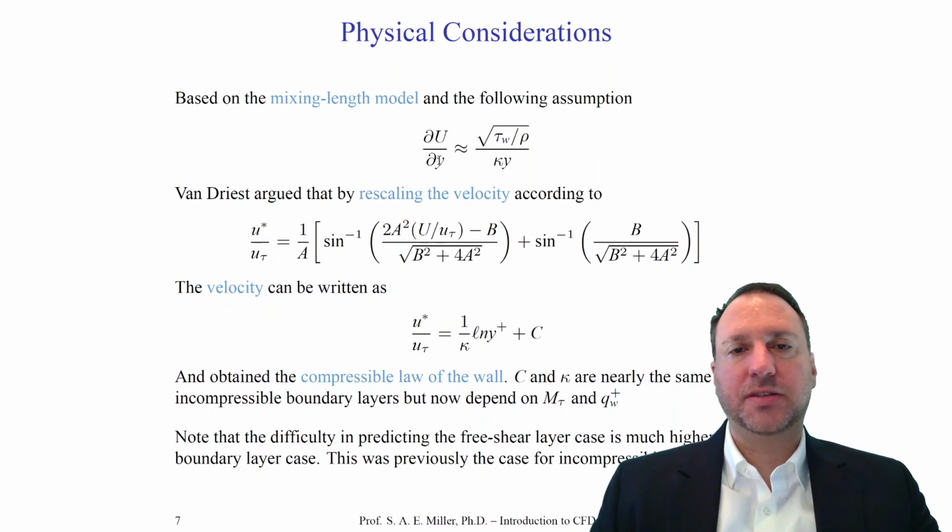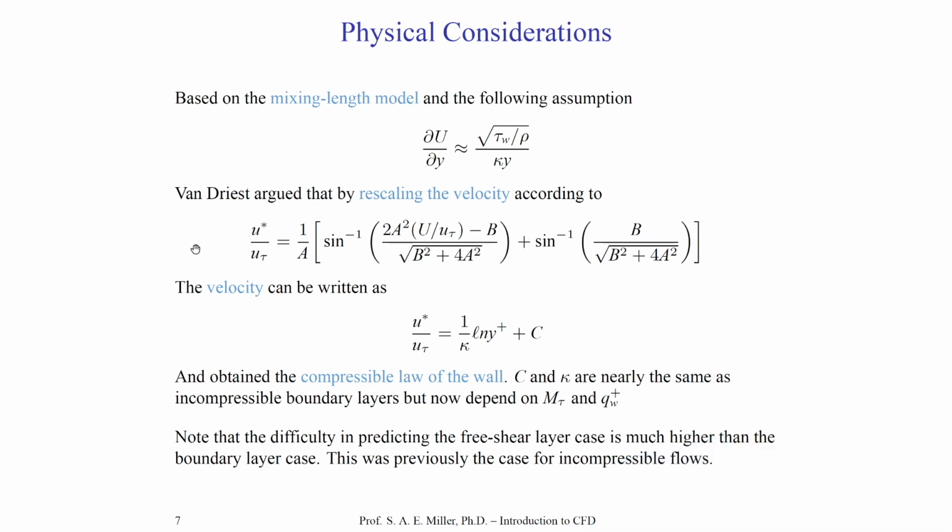And from experiments, this assumption is shown to be a very good one. Now, Van Driest argues that by rescaling the velocity according to this complicated empirical model, in a sense, it can actually be collapsed, and it can be rewritten in terms of the law of the wall. This is a very strange form, and of course, a and b are constants.